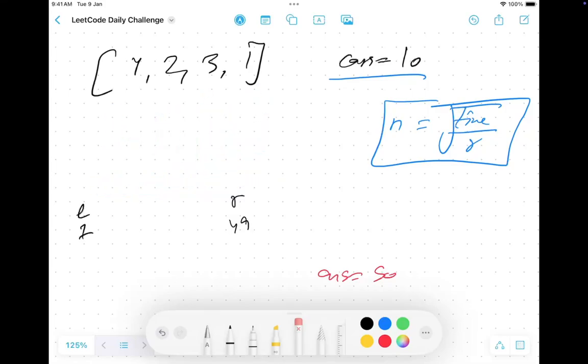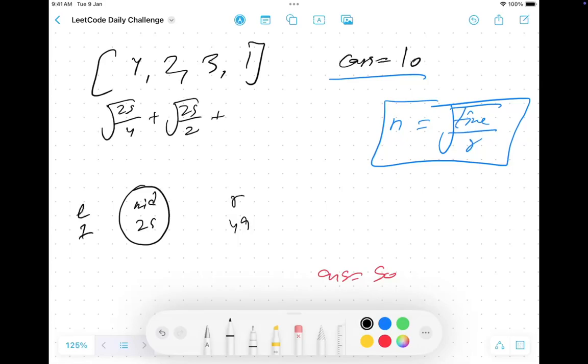Then again find your mid value. Mid is 25. So I have 25 minutes. How many cars can be repaired? So 25 by 4 under root plus 25 by 2 under root plus 25 by 3 under root plus 25 by 1 under root, which is still more than 10.